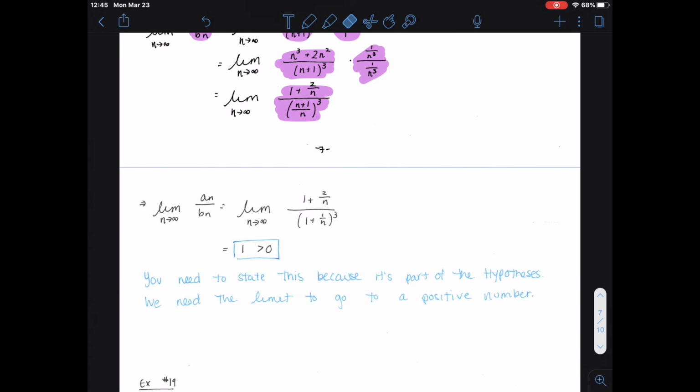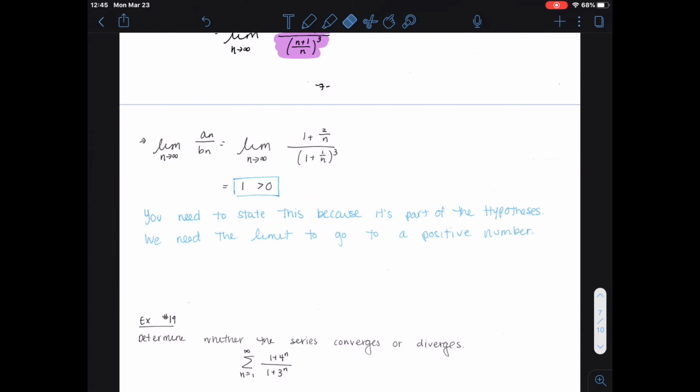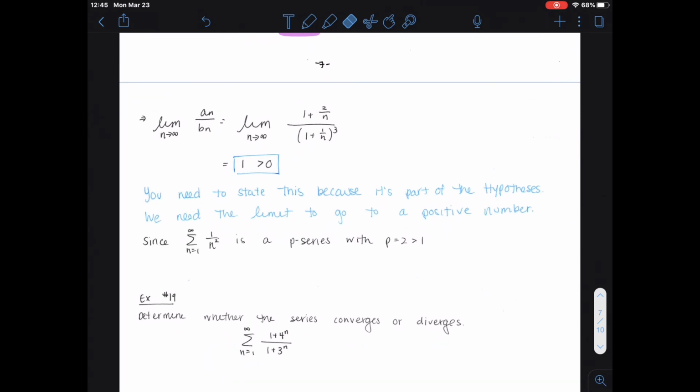So we've got all these tests. Each of them have different hypotheses. Probably a good idea to keep a running list of what you need to show for each of them. But now, since this limit goes to a positive number, what it means is these two are really proportional to each other. They're growing at the same rate or decreasing at the same rate. So if one is convergent, the other is convergent. So since 1 over n squared is a p-series, with p being 2, which is greater than 1, it's convergent. And so now we can say by the limit comparison test, ours is convergent as well.